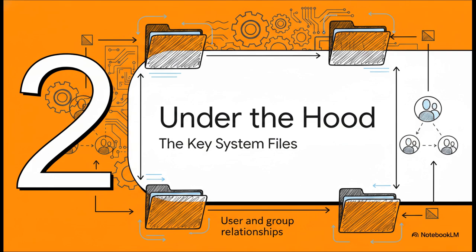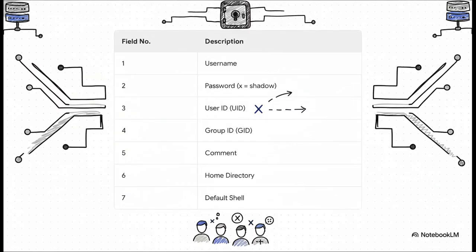So how does Linux keep track of all this stuff? It's not magic. It all boils down to a few really important text files. Let's pop the hood and take a look at the files that act as the system's official record book for every user and every group. First up, we have /etc/passwd. This is the main user database.